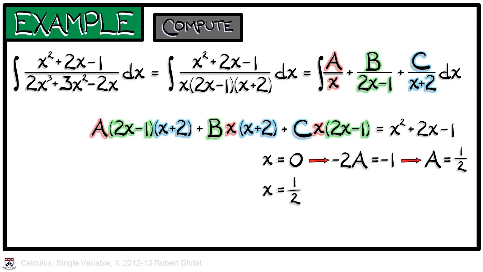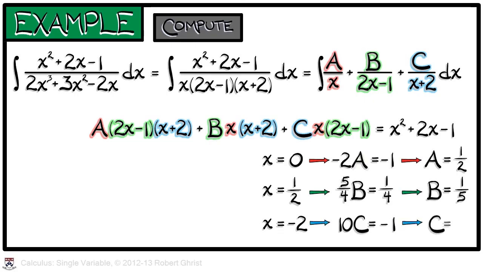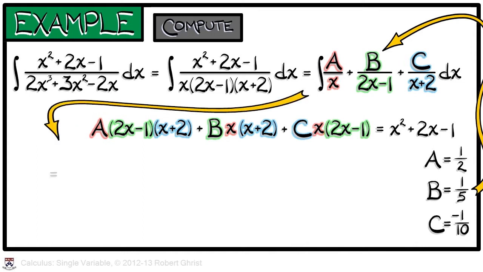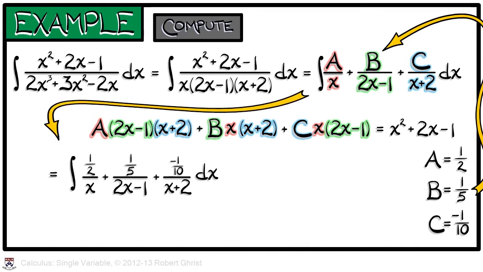Likewise, if we substitute in x equals 1/2, we eliminate all the terms except for the B, which we solve to get B is 1/5. What's our last root? If we substitute in x equals negative 2, then we obtain a value for C of negative 1/10. Substituting these coefficients back into the integrand gives us, for our integral, the integral of 1/2 over x plus 1/5 over 2x minus 1 minus 1/10 over x plus 2.